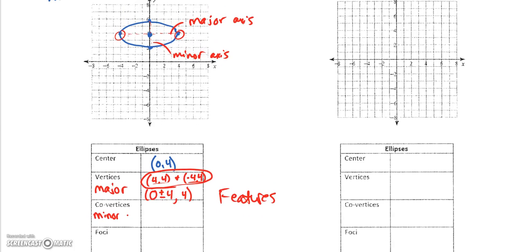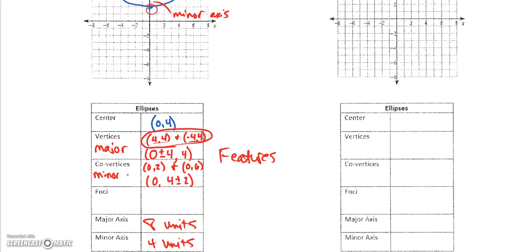All right, our minor axis contains our covertices. So these two, top and bottom, are my covertices. So that's going to be 0, 2 and 0, 6. Again, we can take our center of 0, 4, and I'm going to add and subtract that value of 2 from the y value that was going up and down. That's another way you can write it.